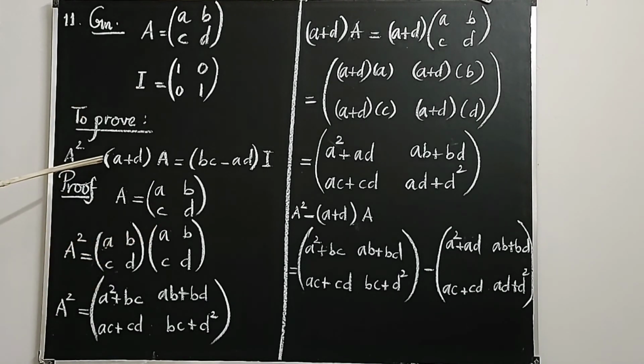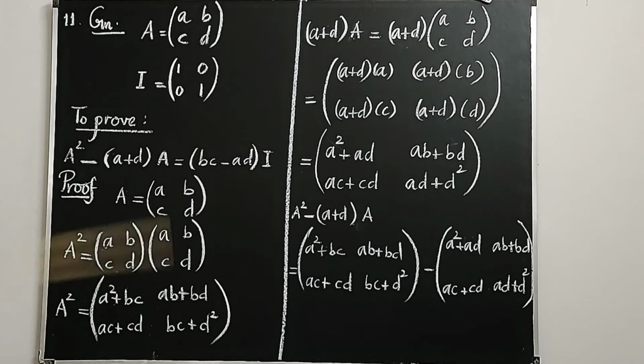Next, what is this A plus D into A? This A plus D should be considered as a scalar. Scalar means any number, 3 or 4 or 5 or 6 or any number. How do you get 3A? Multiplying all the elements of A by 3. How do you get 5A? Multiplying all the elements of A by 5.